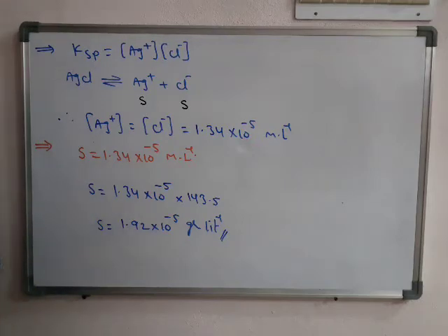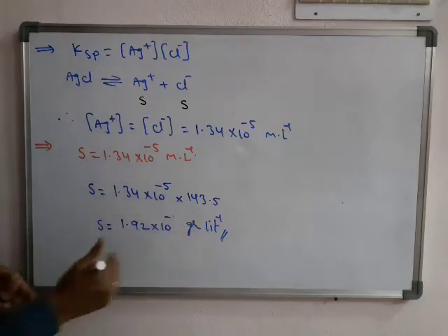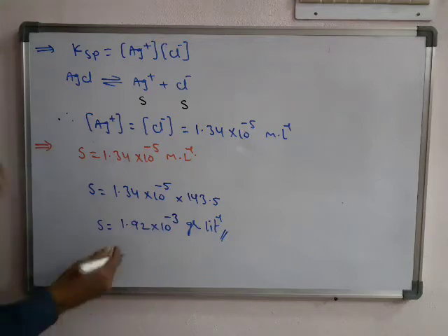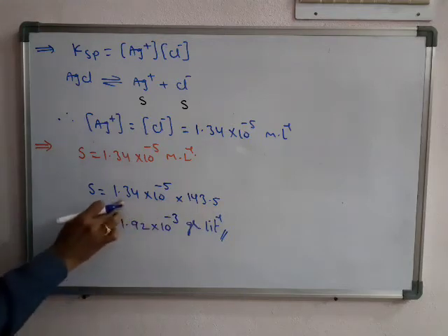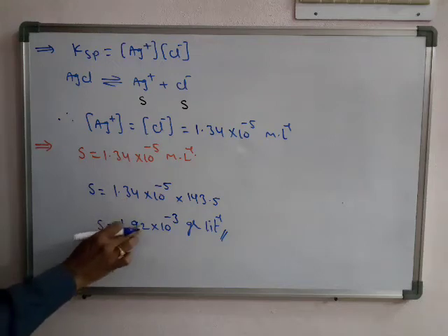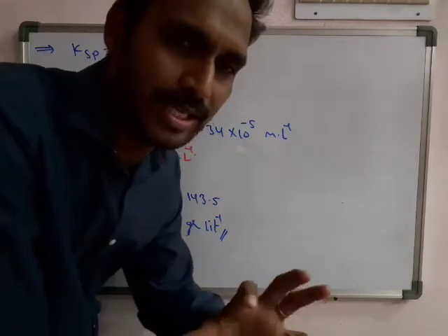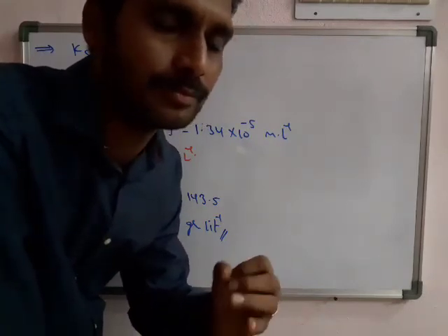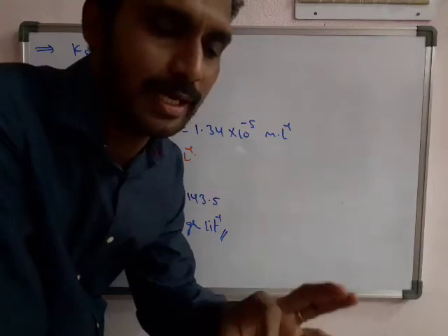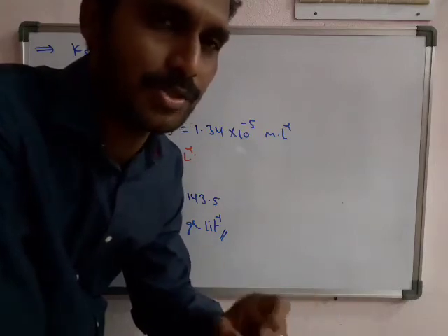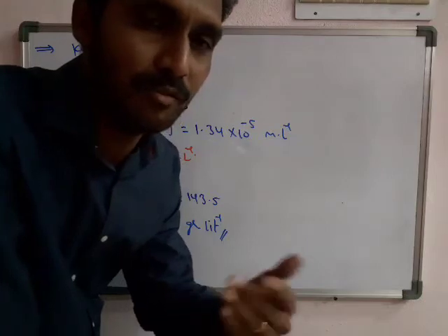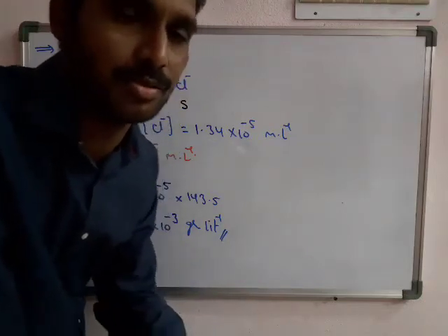Sorry, not exactly. After correction it becomes minus 3. Actually 143.5 into 134 gives 192. So after correction it becomes 1.92 into 10 power minus 3 grams per liter. So we will calculate the same. Understand the question exactly: I have to calculate the solubility, the individual molarities, and also the solubility in terms of grams per liter, for further salts also. Okay.